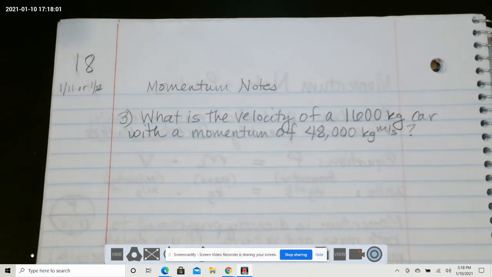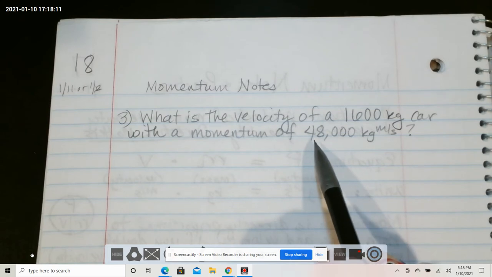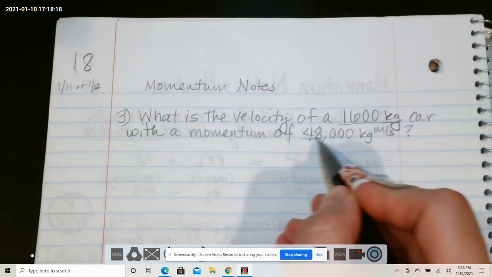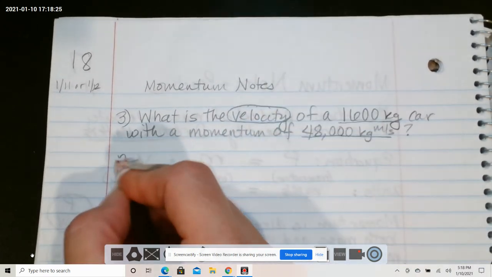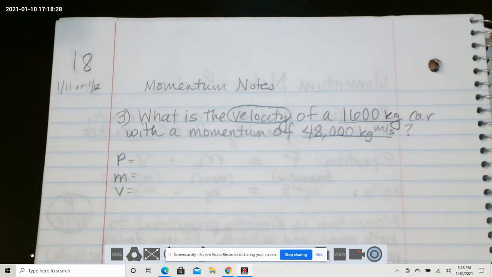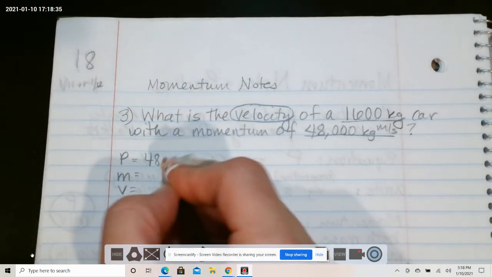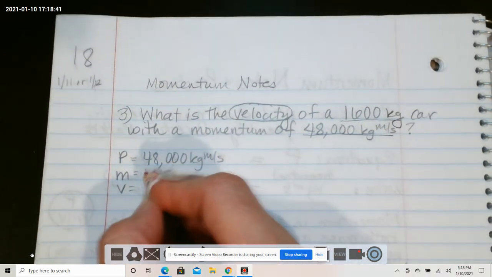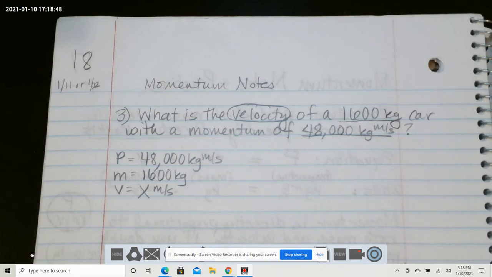So we have a car, it's much bigger than the other objects we've talked about, or humans, right? So it's a much higher mass, therefore it's going to have a much higher momentum at 48,000. Now we need to find out what speed it was going. So we're going to look for velocity. I have momentum, I have mass, underline both of them. I'm looking for velocity. I still need a P, an M, and a V, so I'm going to write my variables down just like I do every time. Since I'm given my momentum at 48,000 kilograms meters per second, I'm going to write it down. I'm also given my mass at 1,600 kilograms. And I'm looking for velocity this time. So it's going to be X, and my unit is going to be meters per second.